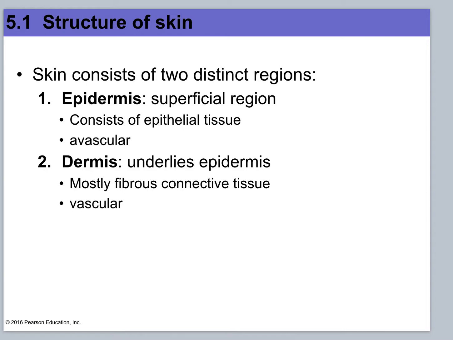Epi means above, and epidermis literally means above the dermis. And so therefore the epidermis is the most superficial region of the skin, and it consists mainly of epithelial tissue. And as we know from epithelial tissue study, that's avascular. The dermis is underneath the epidermis. It's mostly a fibrous connective tissue, and it is vascular.